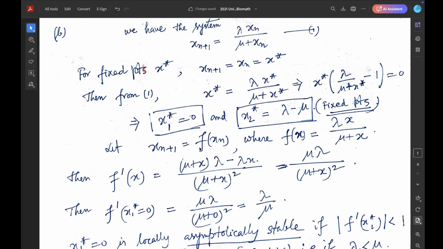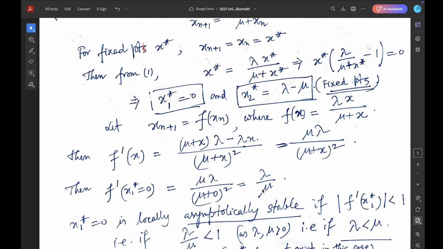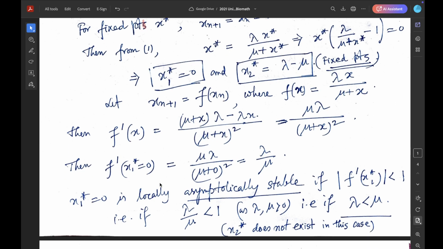Let x_{n+1} = f(x_n), where f(x) = lambda x by (mu + x). Then f'(x) equals mu lambda divided by (mu + x) whole squared. So f'(x1 star), that is f'(0), equals lambda by mu. So x1 star equals 0 is a locally asymptotically stable fixed point if |f'(x1 star)| is less than 1, that is, if lambda by mu is less than 1. Because lambda and mu are both positive, that is if lambda is less than mu.